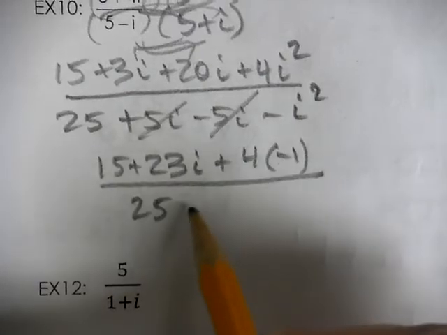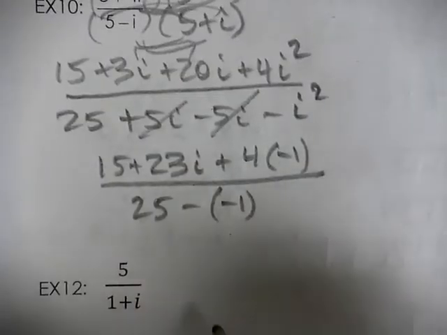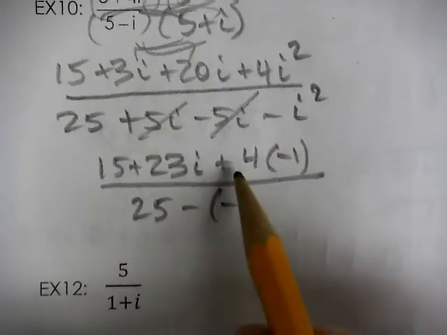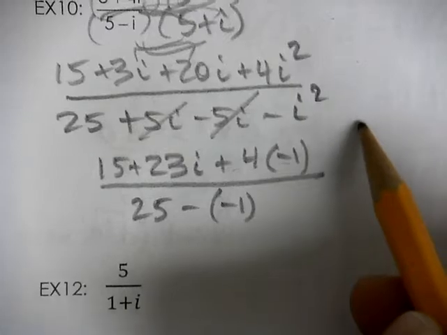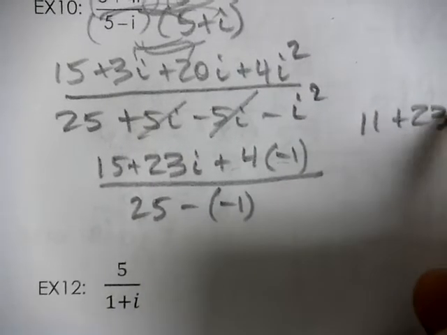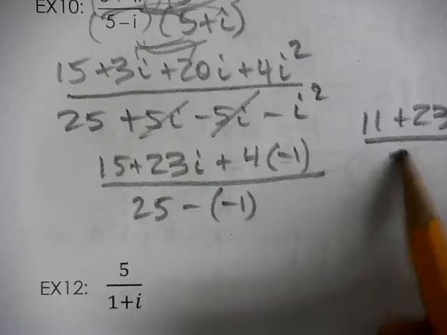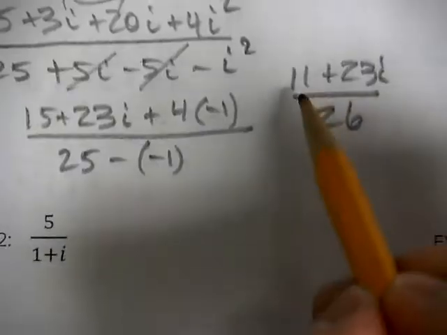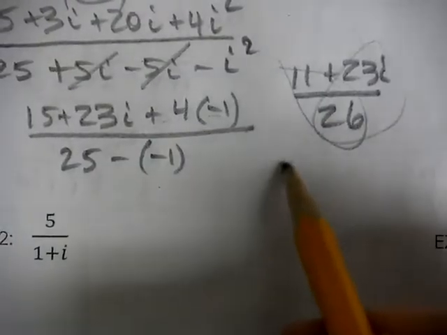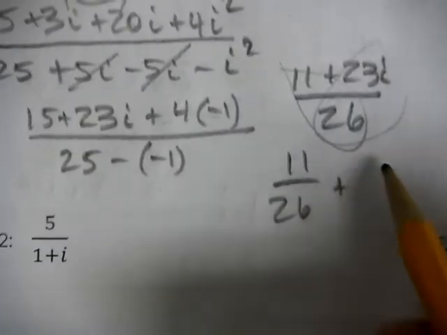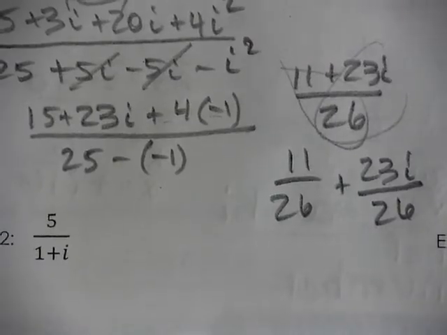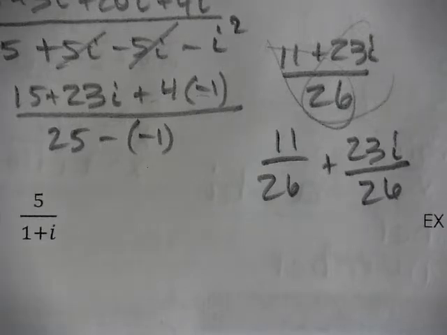So we have 25 minus negative 1, because that is what i squared is. So this is negative 4, and 15 is 11. This here would be 26. So that looks like our answer. But our answer really needs to be grouped up with the real numbers and the imaginary numbers. You need to break your fraction up into real numbers and imaginary numbers.